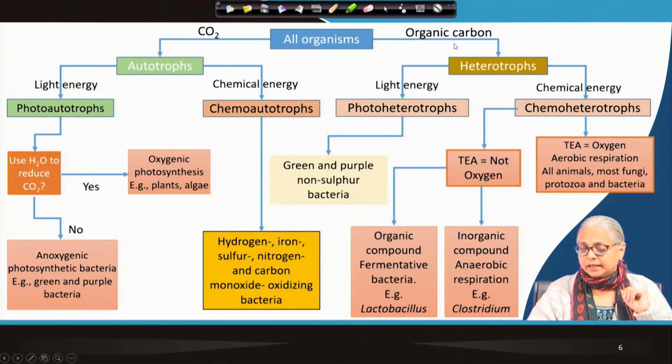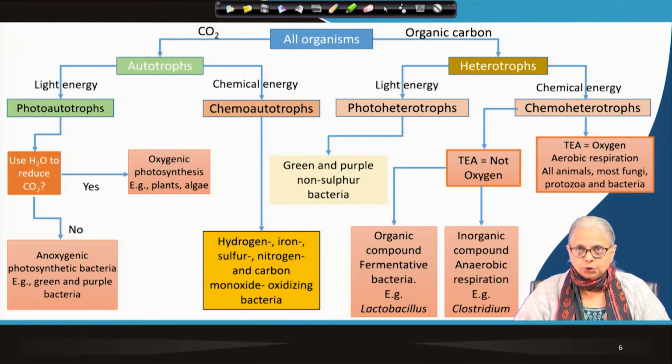Here we come to organic carbon. So here we have the heterotrophs. Again, the heterotrophs have two choices, light energy or chemical energy. If they are using light, then they are photoheterotrophs. If they are using chemical energy, they are chemoheterotrophs. The best known groups of bacteria that are capable of being photoheterotrophs are green and purple non-sulfur bacteria. We will go into some detail in subsequent topics.